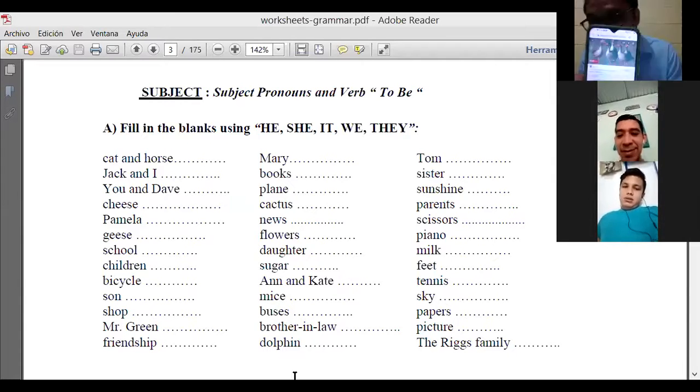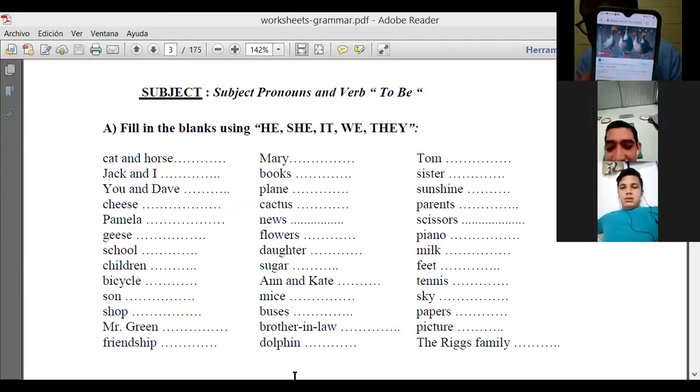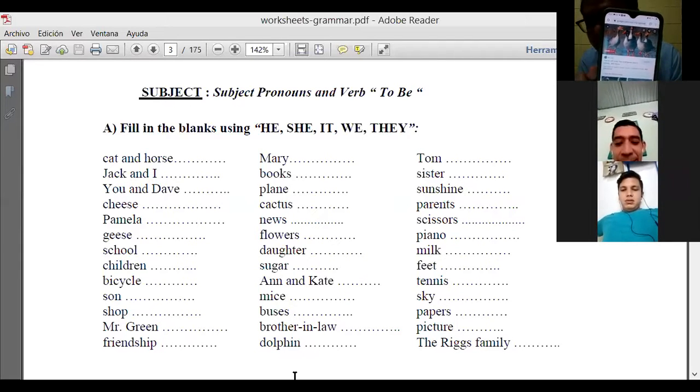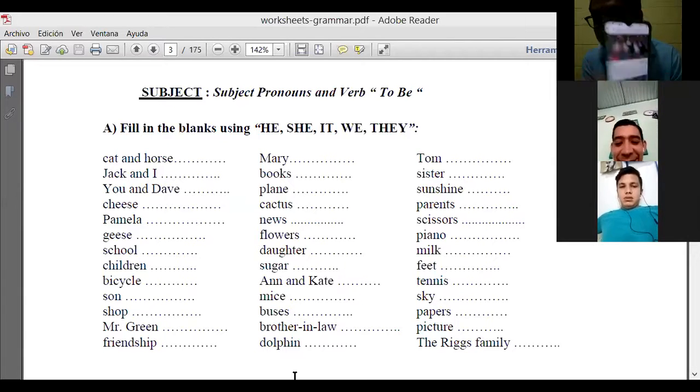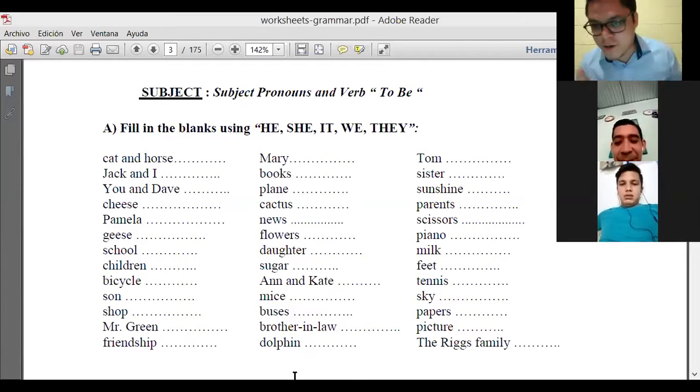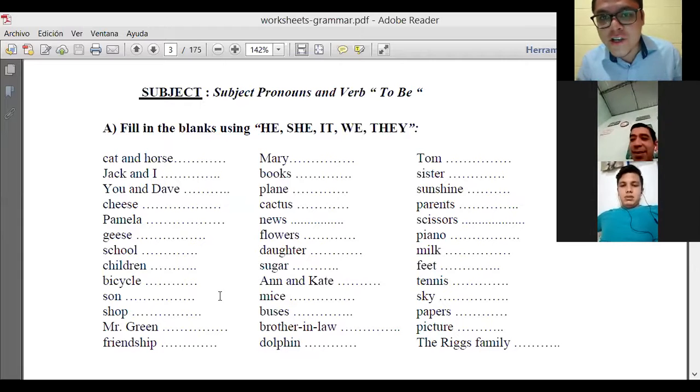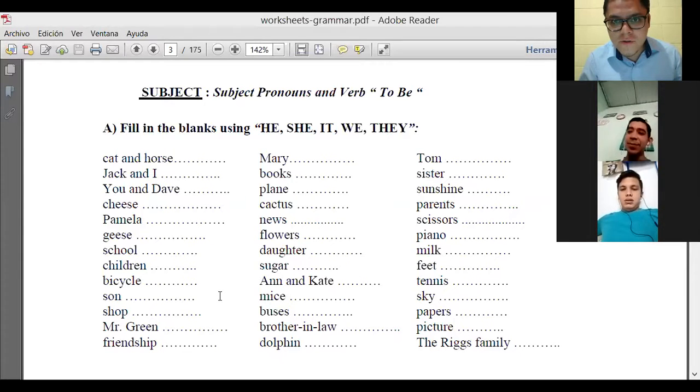Look at this picture. Geese. It's plural. What kind of animal is this? Gansos. Okay. So it's plural, and the singular form is goose.